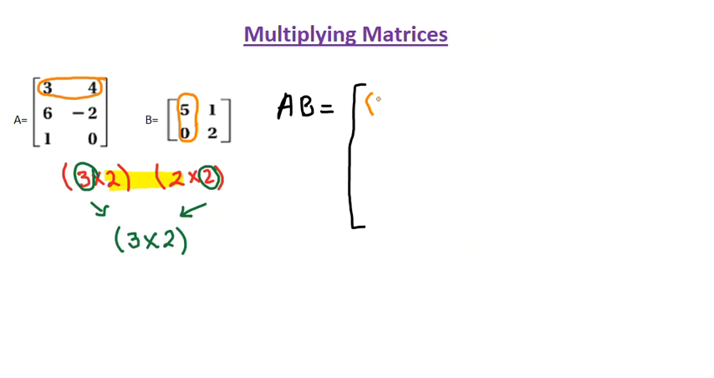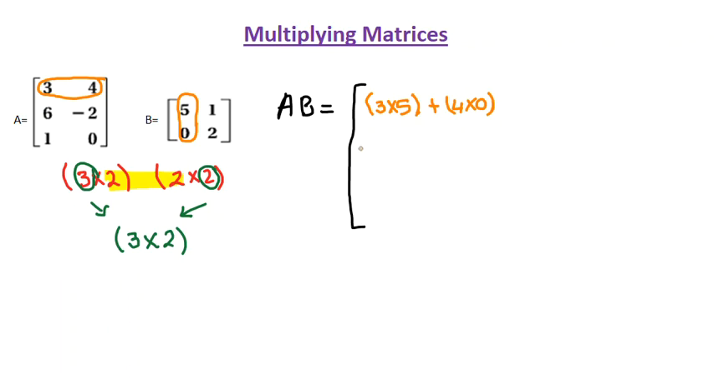So let's say we're going to take the first number with the first number, so I'm going to multiply this 3 here by this 5, and add to it the second number times the second number, which I have just circled, which is going to be 4 times 0. Now, my result here is going to be only one number, which is the first element of the first column.